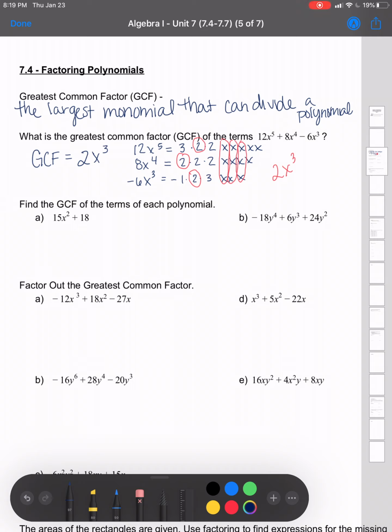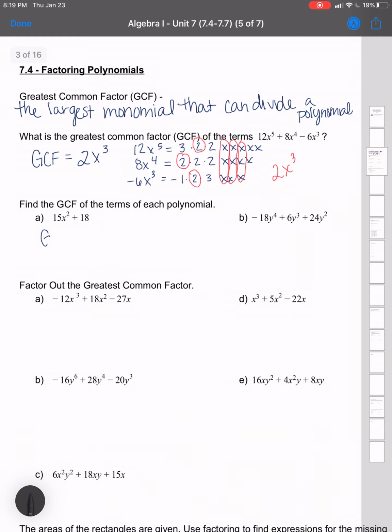Okay, so if we want to find the GCF of the terms of each polynomial, our first one we have 15x squared plus 18. So 15 and 18 are both divisible by 3. And then we're looking for the lowest exponent. So here you have to be careful. 18 doesn't have an x, so our GCF can't have an x. So that's it. The answer is 3.